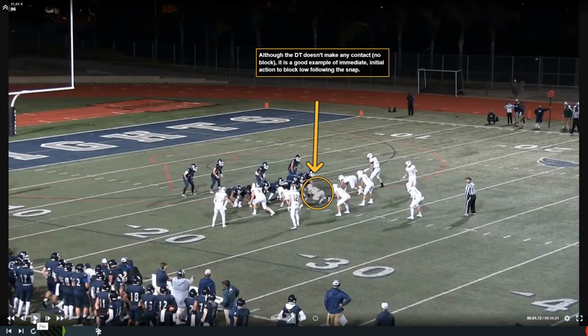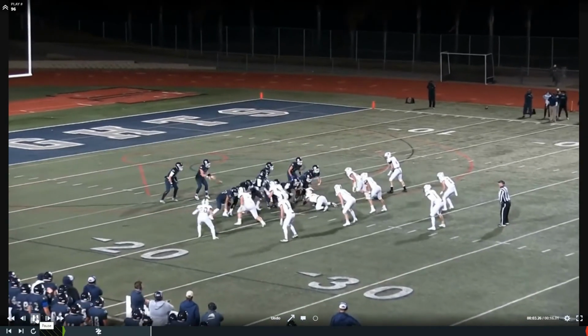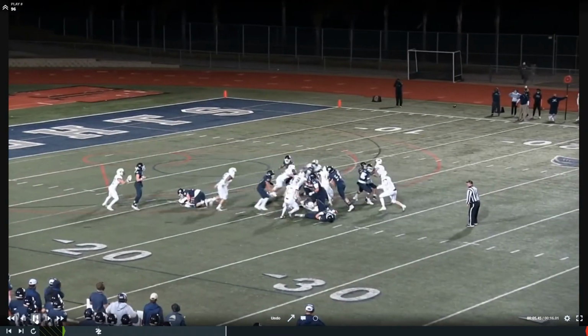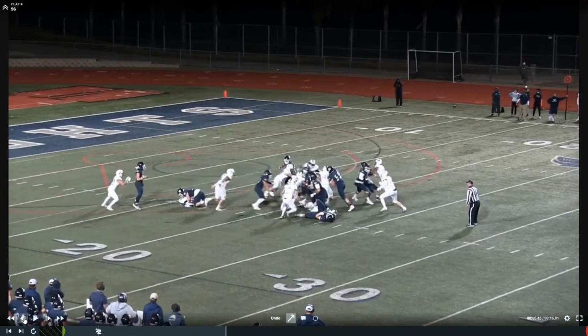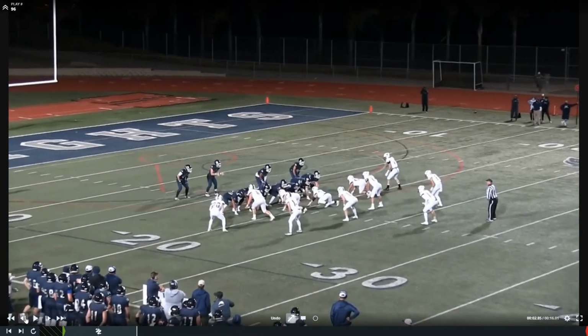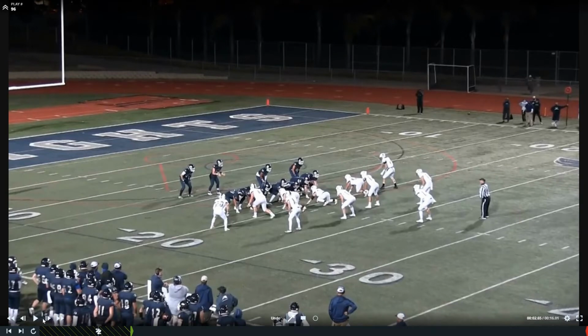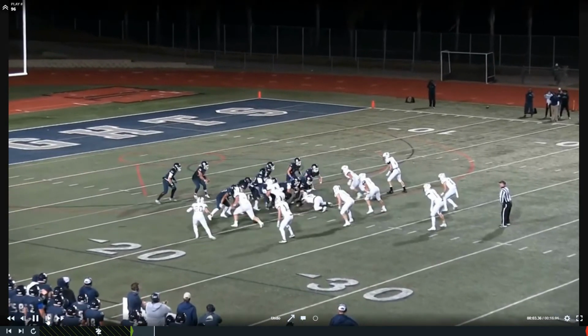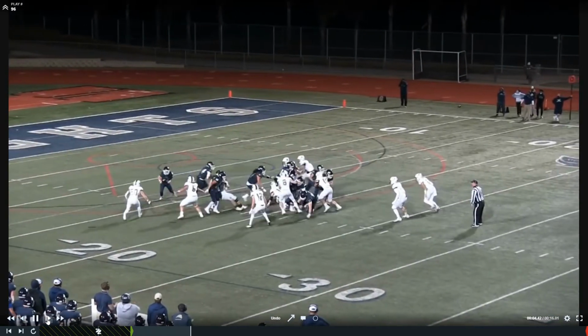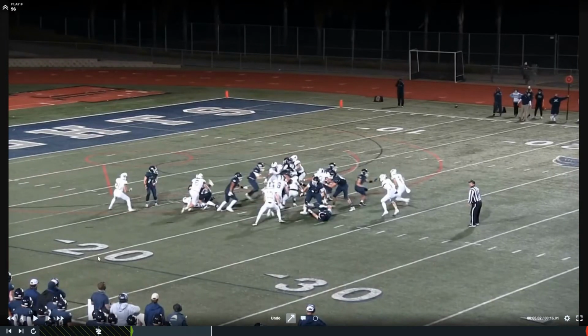He is not going to successfully block anybody, but the action is immediate. Watch. Okay, that's definitely immediate. There's nothing illegal about that. And had he successfully blocked one of those players or both of those players, that would be fine. That would be legal. All right, move on.